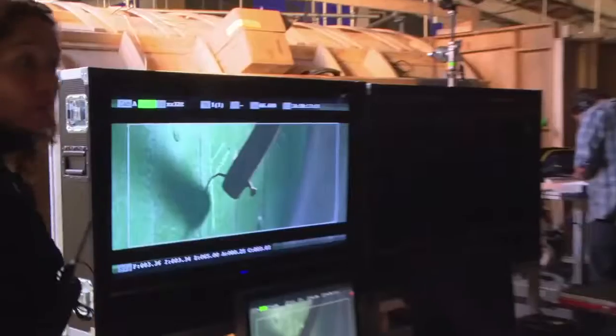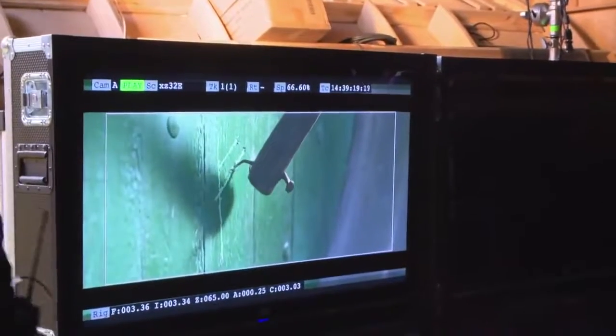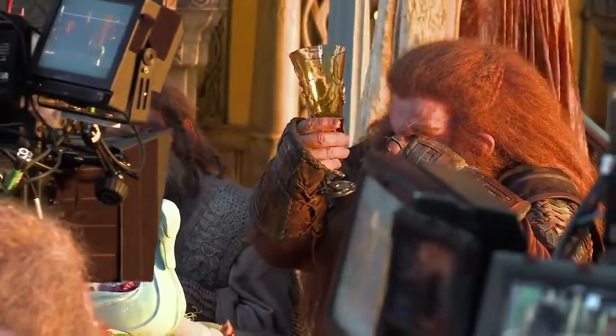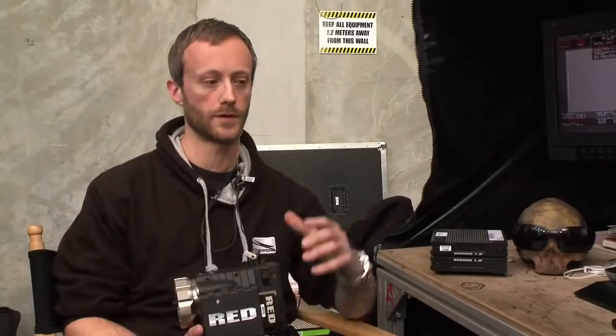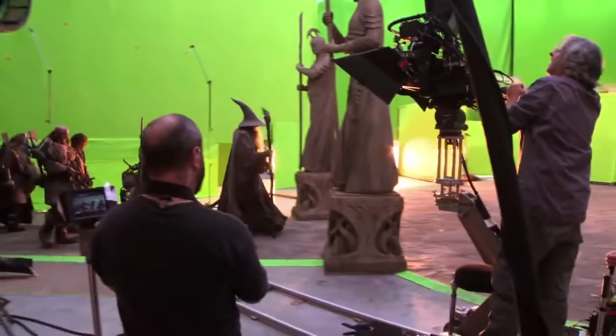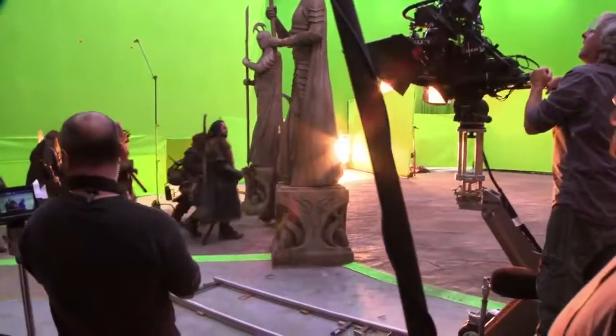Let's do another one of those. 48 frames, yes. Yep. We're shooting The Hobbit at a higher frame rate at 48 frames per second, which is twice the normal 24 frames. The human eye sees 60 frames a second, so 48 frames is more of a natural progression toward giving the viewer what they would actually see in the real world.